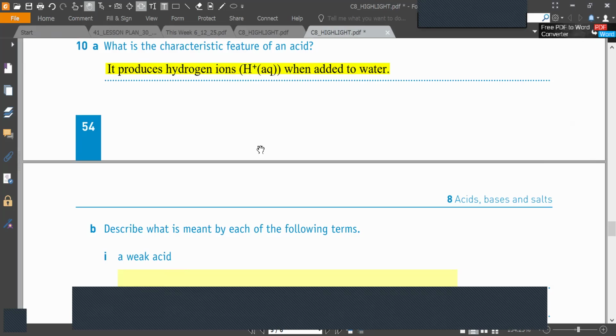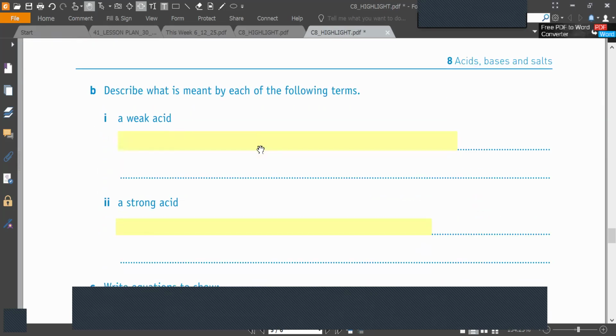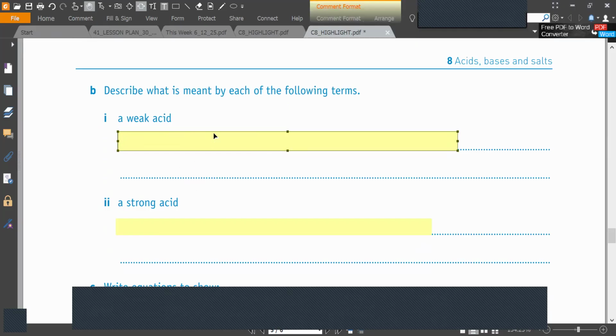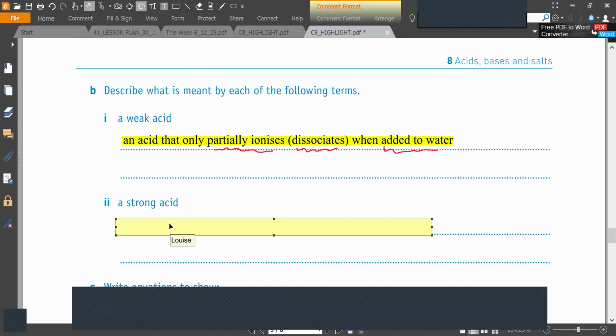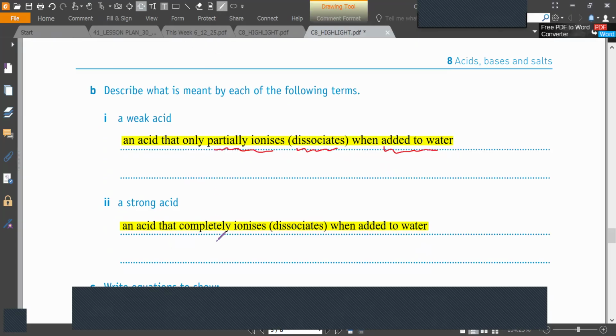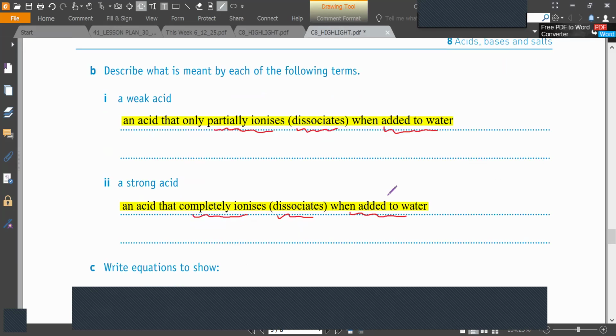What is meant by each of the following terms? What's the difference between weak acid and strong acid? A weak acid partially ionizes, partially dissociates when added to water, so it does not break down completely. It forms an equilibrium. A strong acid completely ionizes or completely dissociates when added to water. Okay, next.